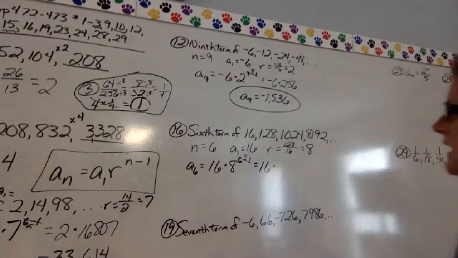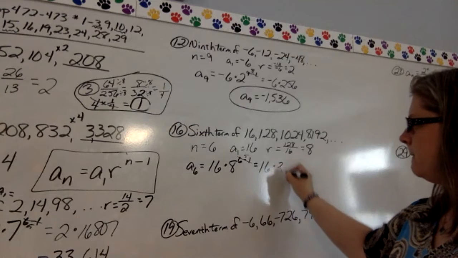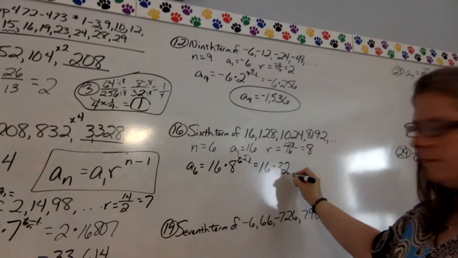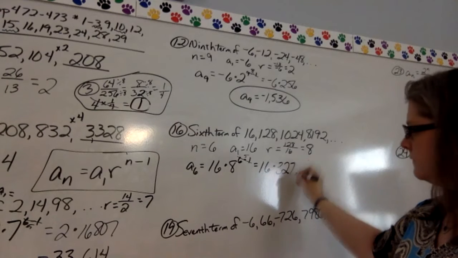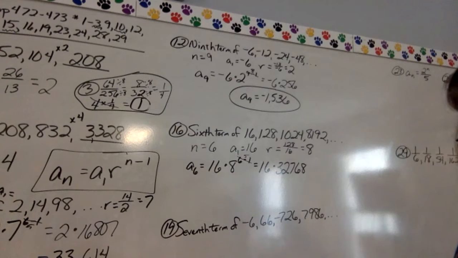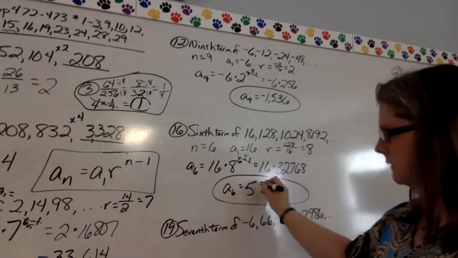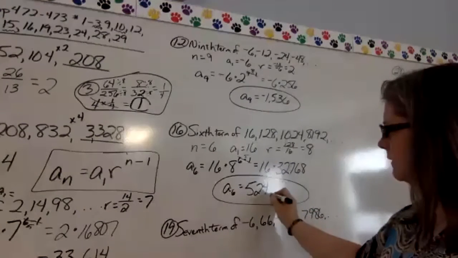So I will take 16 times whatever 8 to the 5th power is. So you got to do 8 to the 5th power. You get a big number. 32,768. Yeah. And then, whoops, I hit the wrong button. Then you multiply that by 16. That is 524,288.